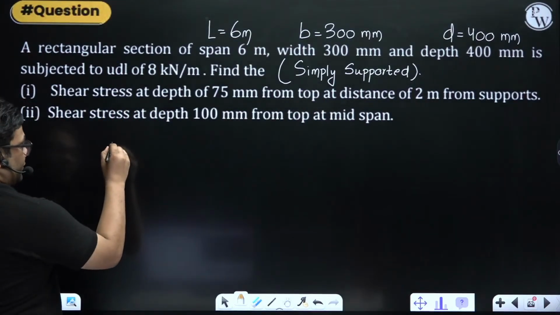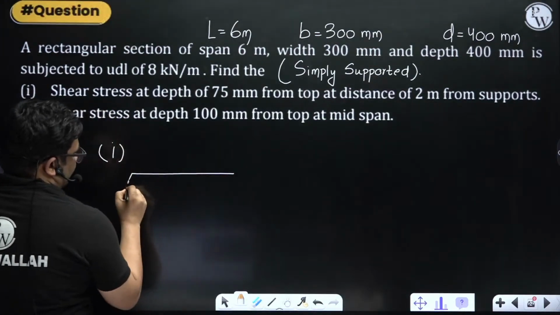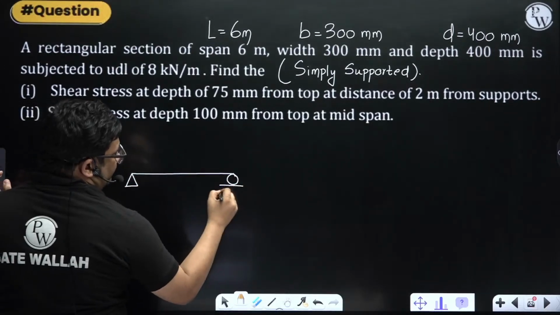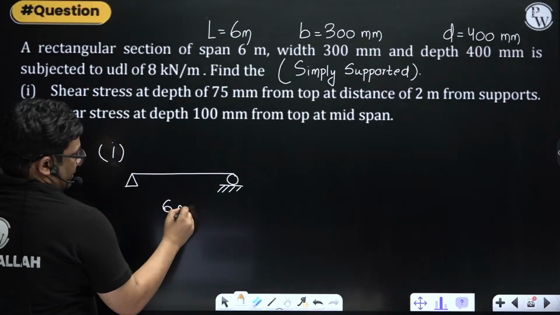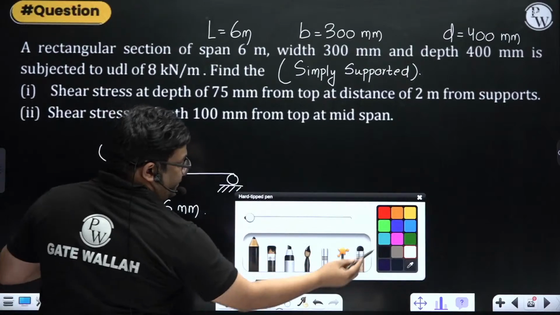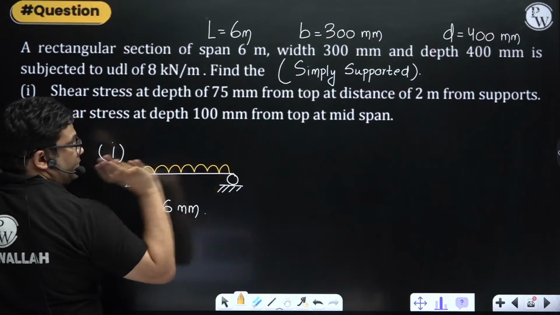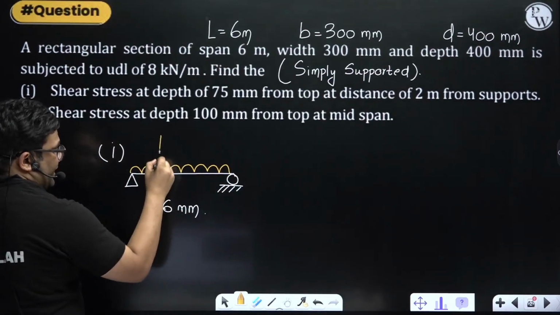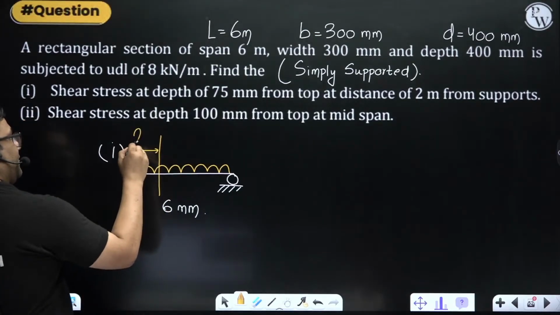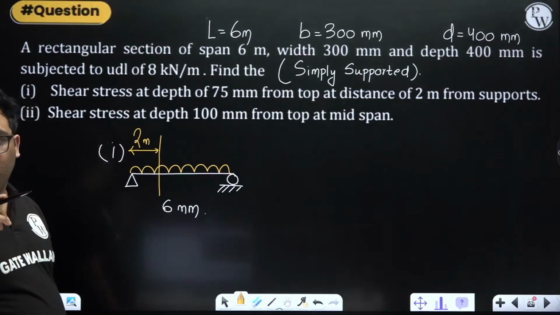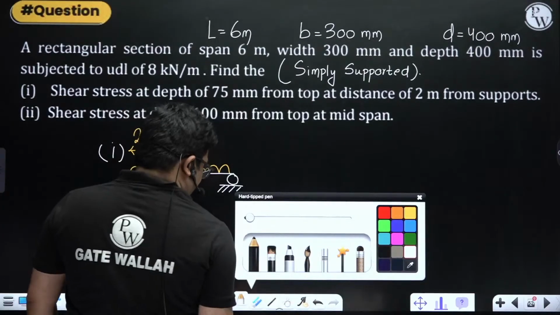Let us solve the first question. See, the first question, it is written what? This is the beam. Total is 6 meter. At 2 meter, they have asked, right? 2 meter from the support. 2 meter from the support, we have to find out what? The shear force, right? You have to find out the shear force.